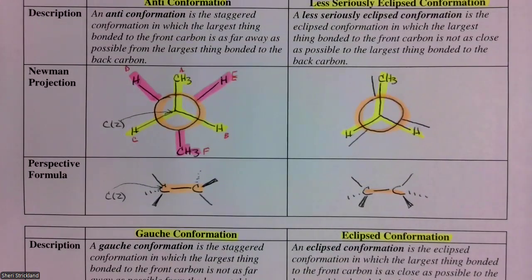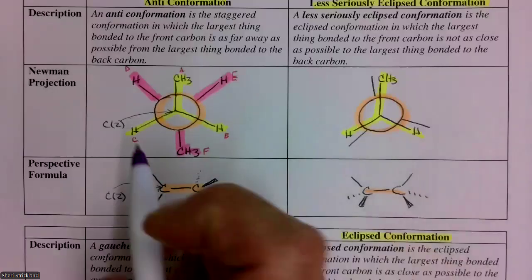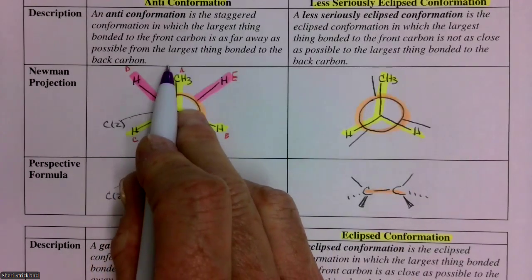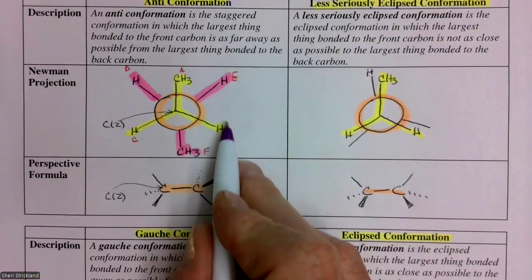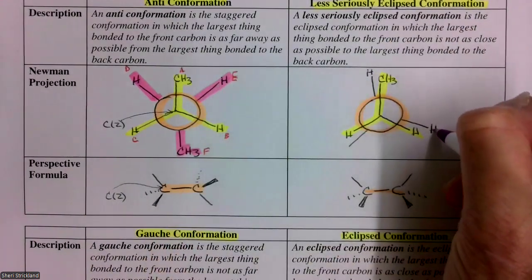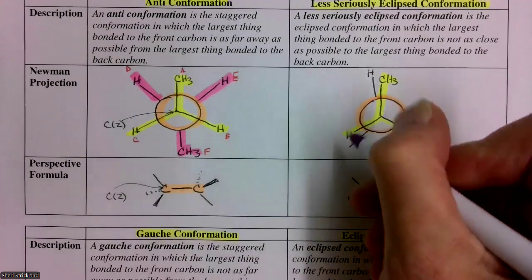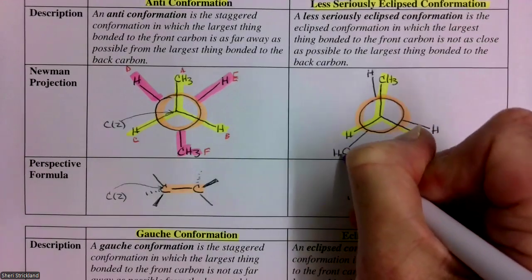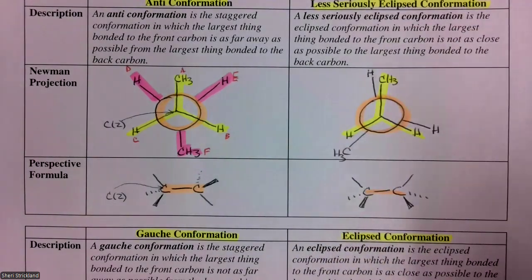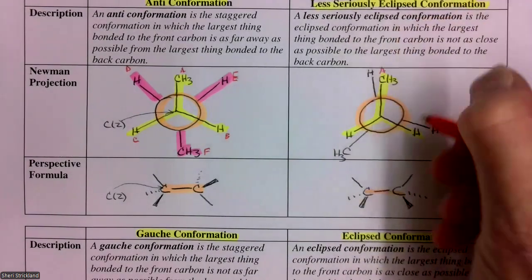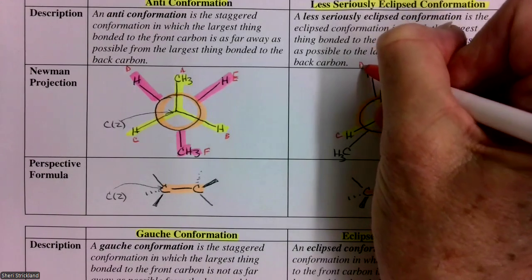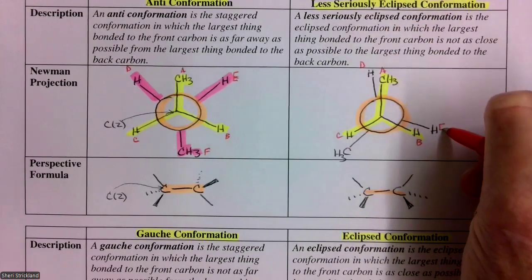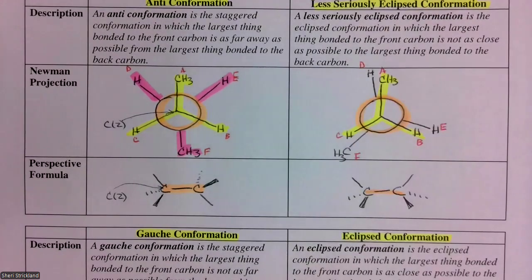So we rotated the back clockwise 60 degrees, and that puts this hydrogen up here, and it puts this hydrogen down here, and puts this methyl group over there. So if you're tracking letters, this is A, B, and C, and this is D, E, and F.